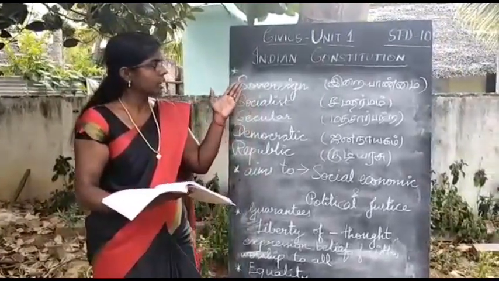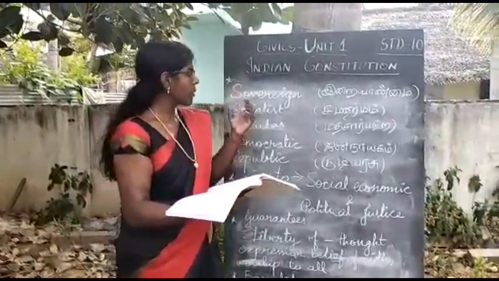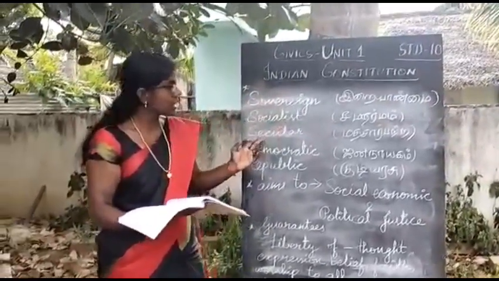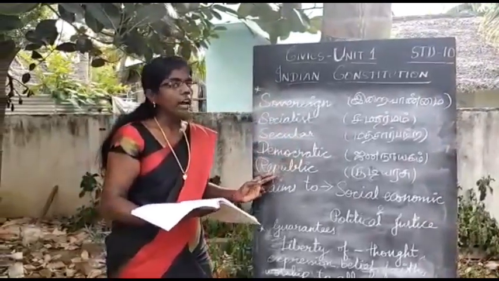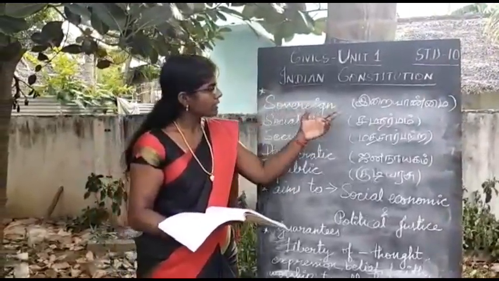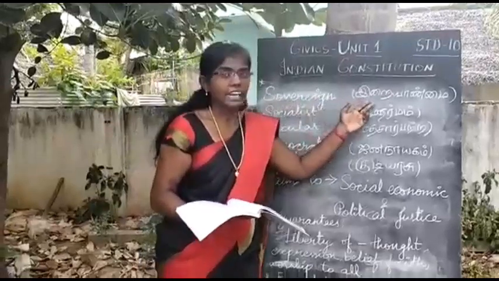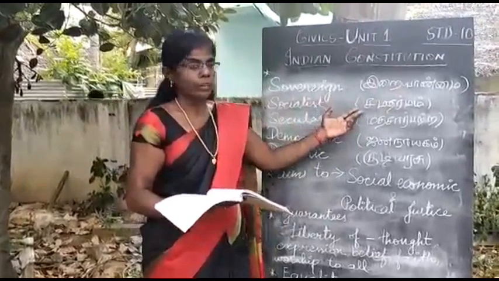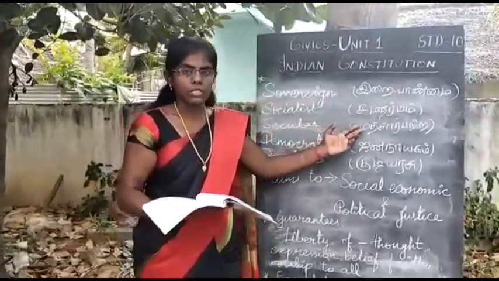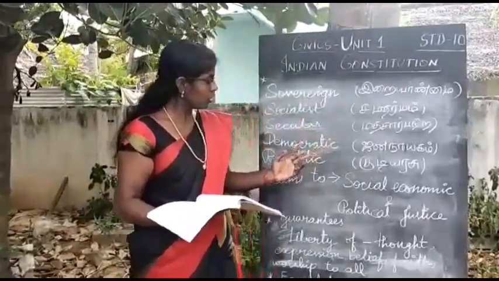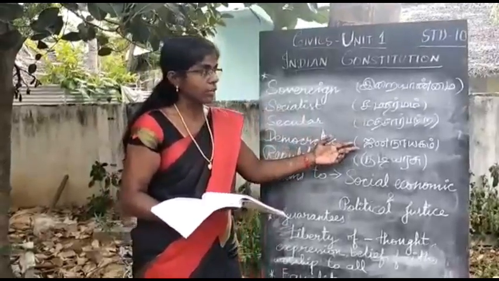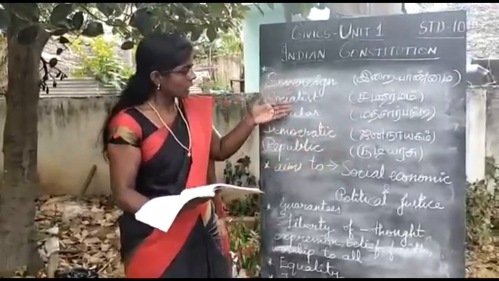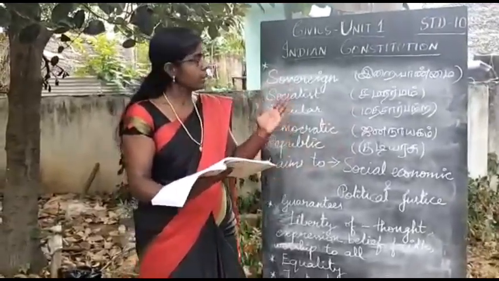Next we will see the states of the Indian constitution: sovereign, socialist, secular, democratic and republic. So in Tamil we can say sovereign, இறையாண்மை. Socialist, சமதர்மம். Secular, மதசார்பற்ற நாடு, இதை ஏற்கனவே நம்ம பார்த்துட்டோம். Next, democratic, ஜனநாயகம் மிகுந்த நாடு. Republic, குடியரசு. So all these 5 things are stated in the preamble.